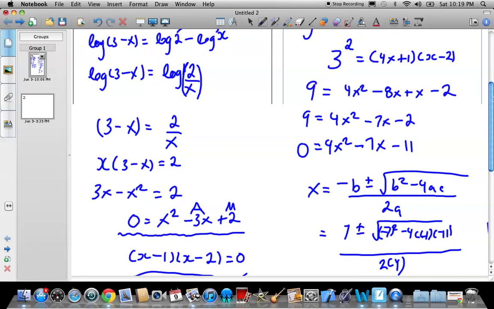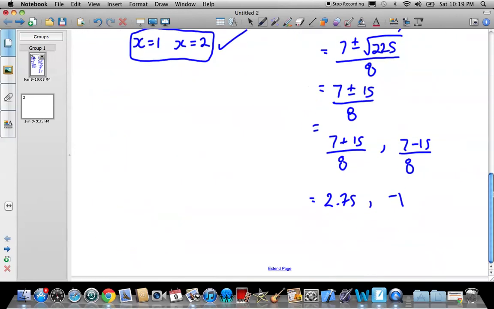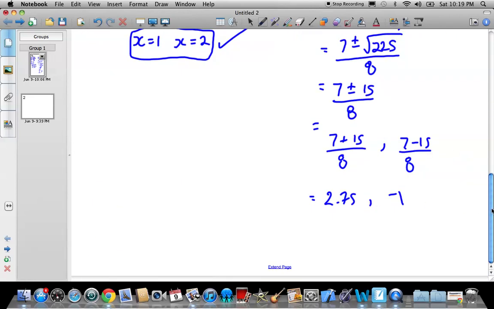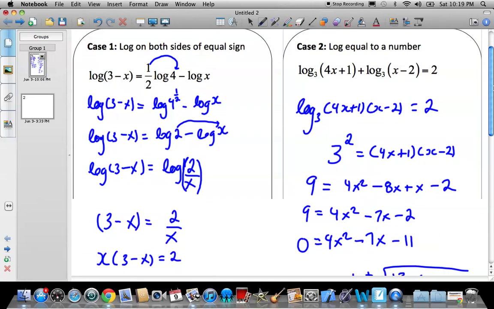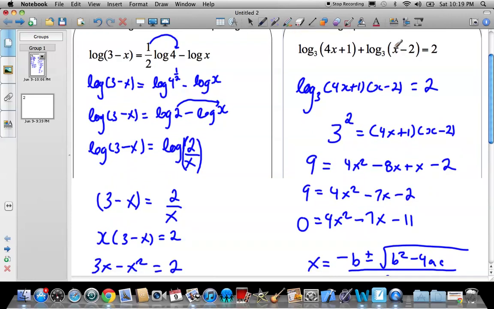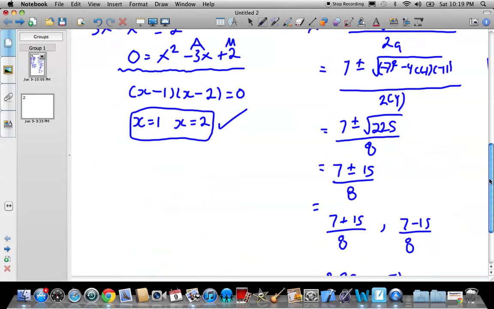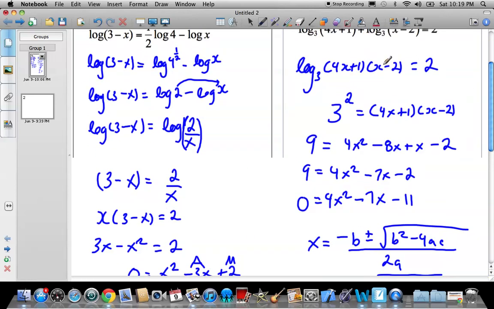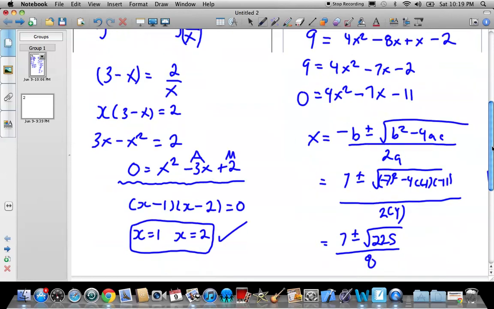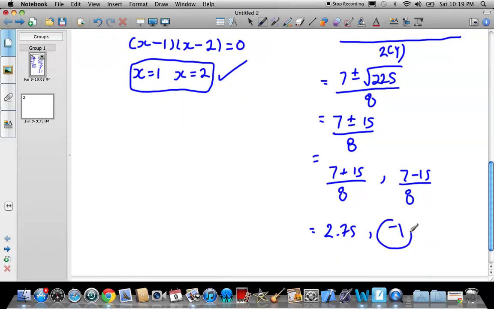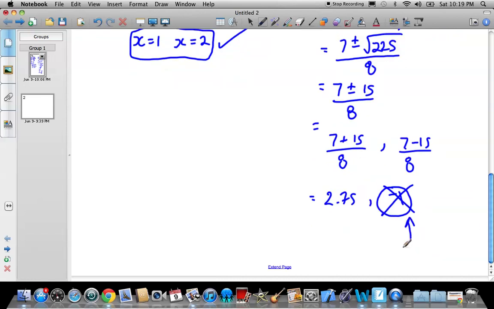So you go back now and look at your solutions, hoping that you don't have to reject any of them. If we put 2.75 in here, we're okay, because 2.75 subtract 2 is positive. But if you put the minus 1 in there, minus 1 subtract 2 is going to be less than 0, so we reject this root. But this one's okay, 2.75.